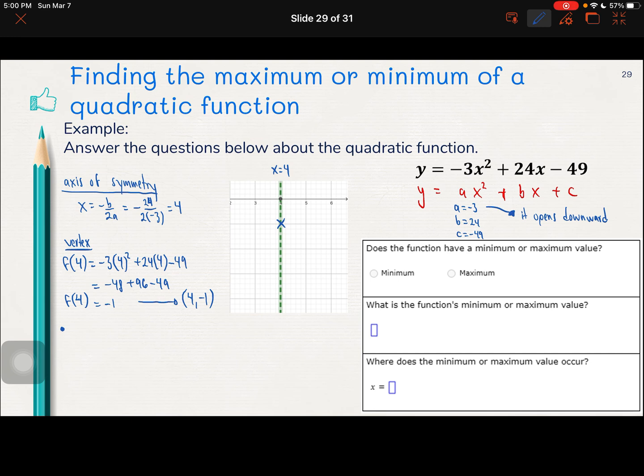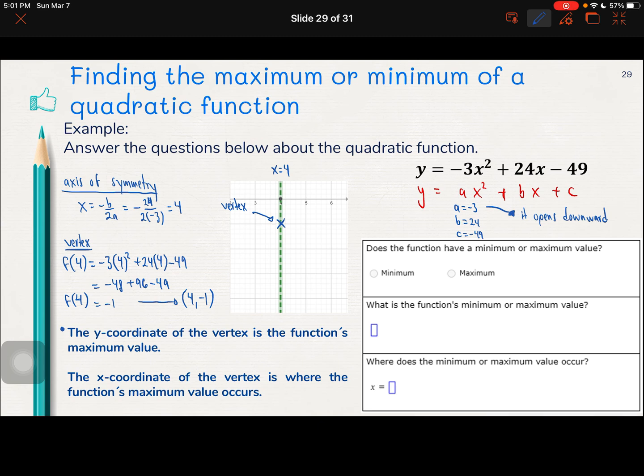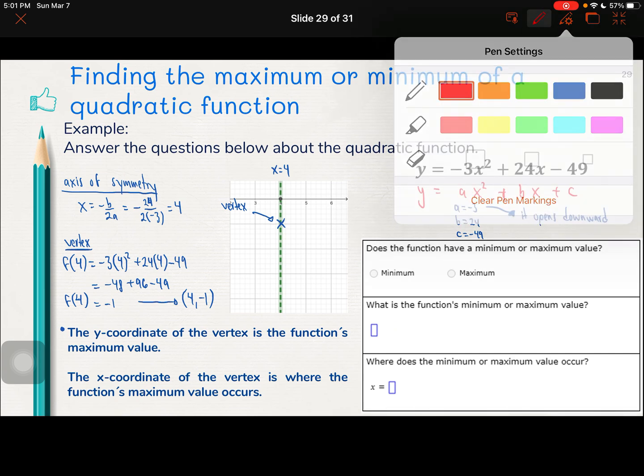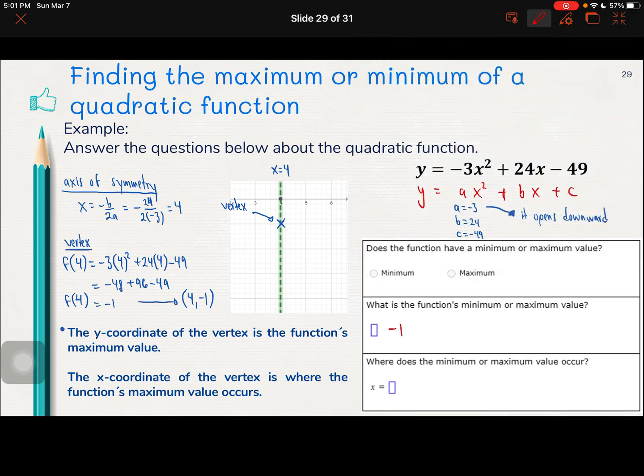So now there are two facts that we need to see, and let me write that here, that this is the vertex. The y-coordinate of the vertex is the function's maximum value when the parabola opens downward, and that is minus 1. I think it's better if I write that in the color, minus 1. And the x-coordinate of the vertex is where the function's maximum value occurs.